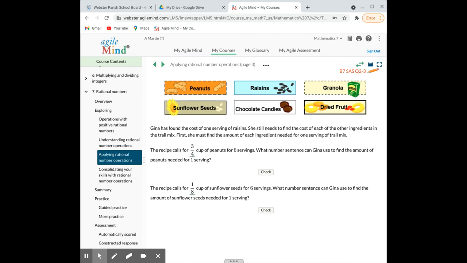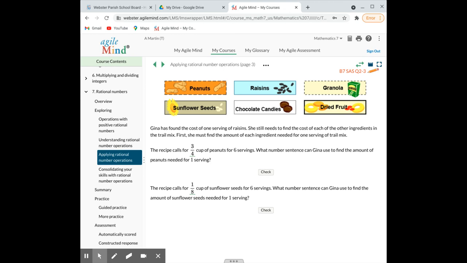The recipe calls for 3/4 cup of peanuts for 6 servings. What number sentence can Gina use to find the amount of peanuts needed for 1 serving? 3/4 cups are used for 6 servings. So how can we find out how much is used for 1 serving? 3/4 divided by 6. All right, I like it. Anybody got another one similar to that?